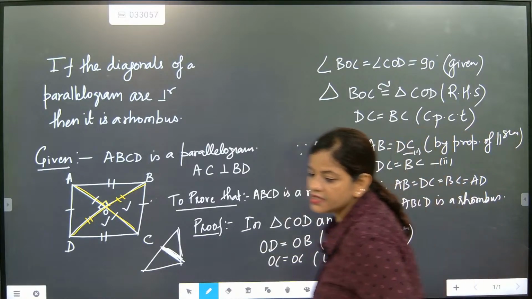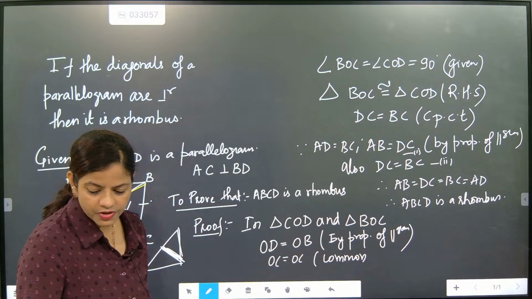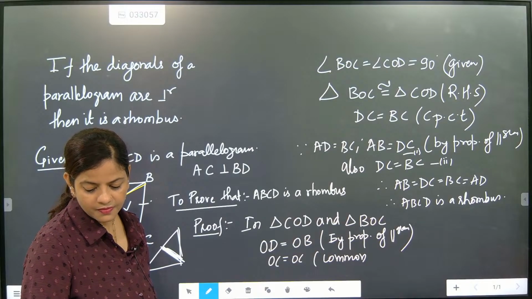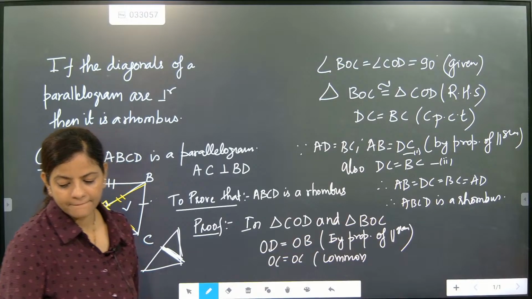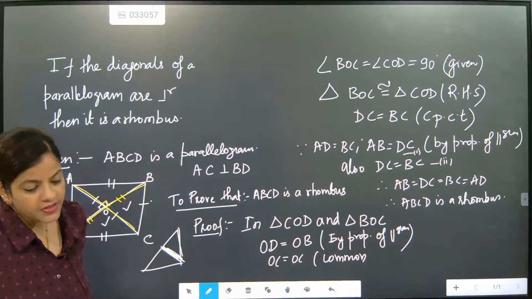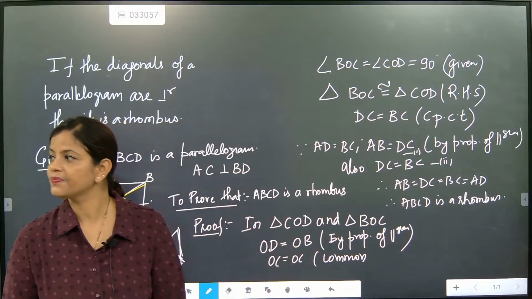So here ABCD is coming as a rhombus. Since ABCD is coming as a rhombus, the ABCD part is proved as a rhombus. I hope you have understood this one.